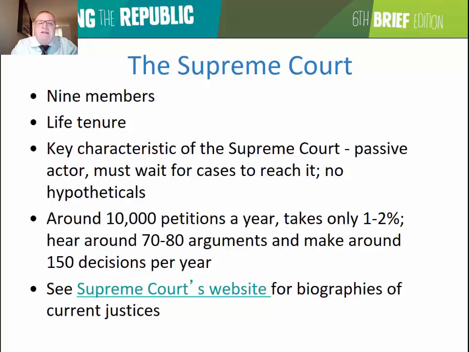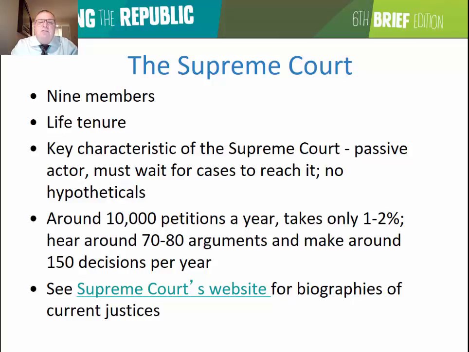The Supreme Court has 9 members, by the way, currently only 8. Justice Scalia passed away in February of 2016. A Republican Senate had no intention of taking any of the nominees from President Obama, so we'll see what happens. They serve for life.